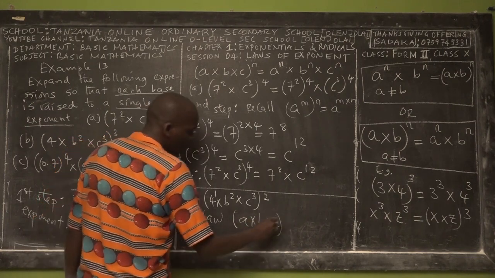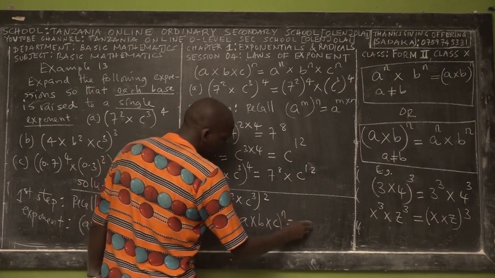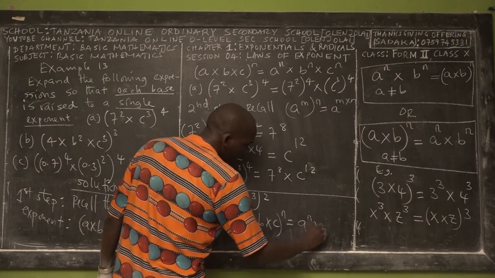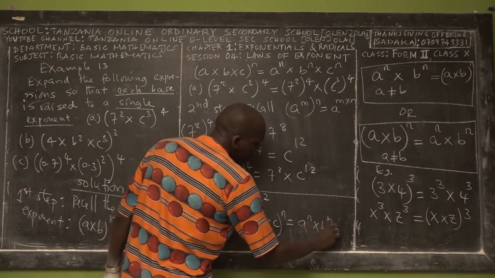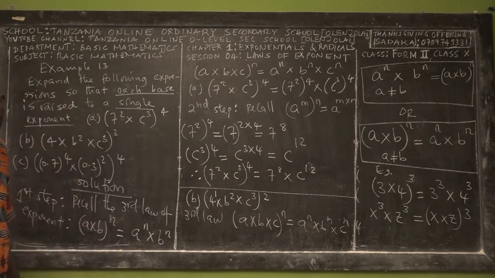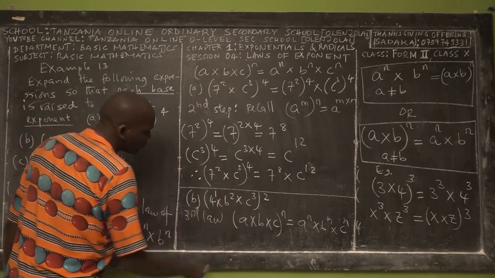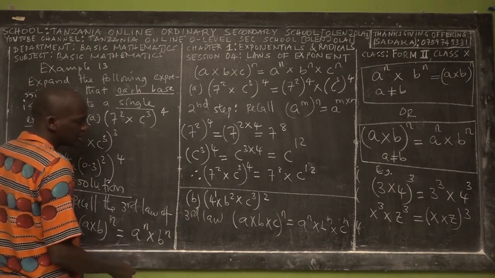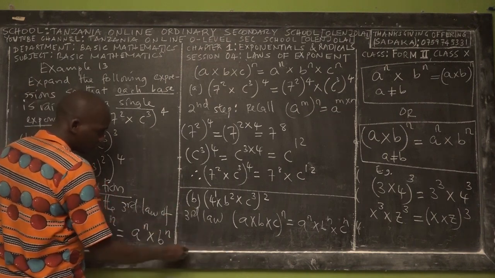Power what? For instance, power n is equal to what? A power n, right? Times what? B power n times what? C power n. Are we together? But these also are what? Exponents are not bases. So because of the exponent, we say that with this law it is equal to what?